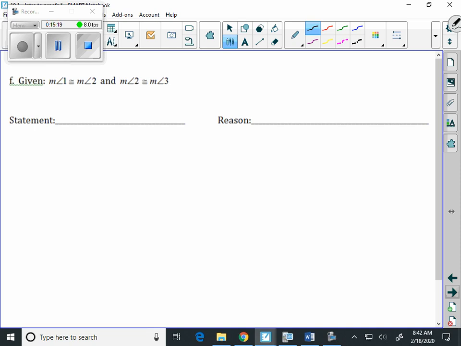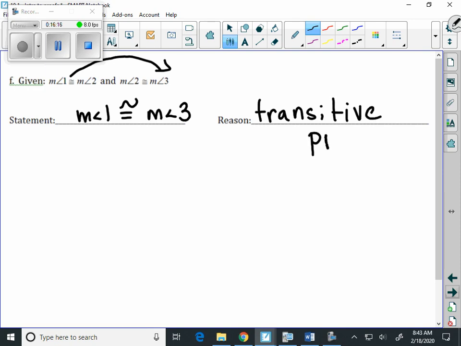If we look at letter F, it says the measure of angle 1 is congruent to the measure of angle 2. The measure of angle 2 is congruent to the measure of angle 3. Well, what can our statement be? Again, this one is probably a new property for you. Measure of angle 1 is congruent to 2. Measure of angle 2 is congruent to angle 3. We can skip the middle part. We can transport 1 across the 2's. So we can say that the measure of angle 1 is congruent to the measure of angle 3. And on this one here, not a definition. We weren't given any vocab word in the beginning of the problem, but we were able to use one of our properties, transitive property.